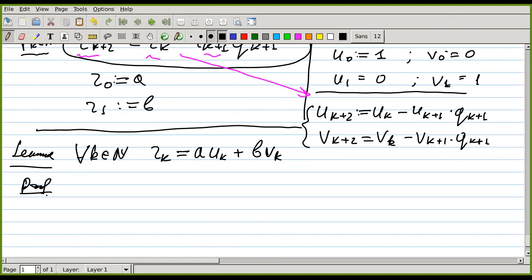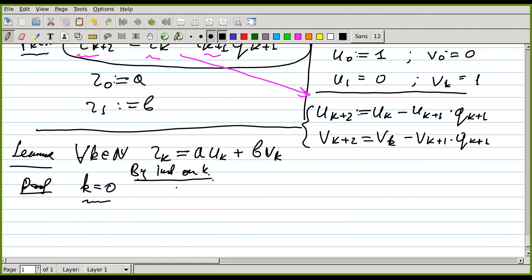I will apply induction. Formally, this is an application of the strong induction principle, but I will go somewhat informal. Everything will be clear, I hope. So as the base, I will consider two cases. So by induction on K, let's consider the base. As the base, I will consider two cases for K being equal to 0 and K being equal to 1.